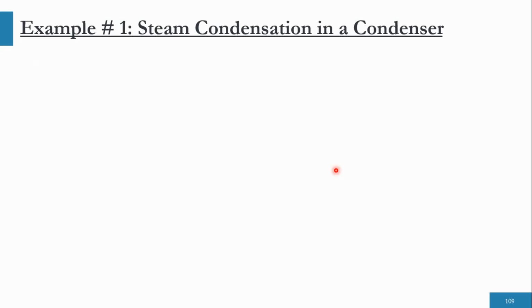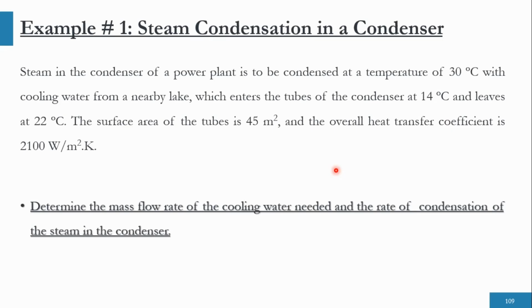So today we will be solving example number 1, which is steam condensation in a condenser. And the problem statement is that the steam in the condenser of a power plant is to be condensed at a temperature of 30 degrees centigrade with cooling water from a nearby lake, which enters the tube of the condenser at 14 degrees centigrade and leaves at 22 degrees centigrade.